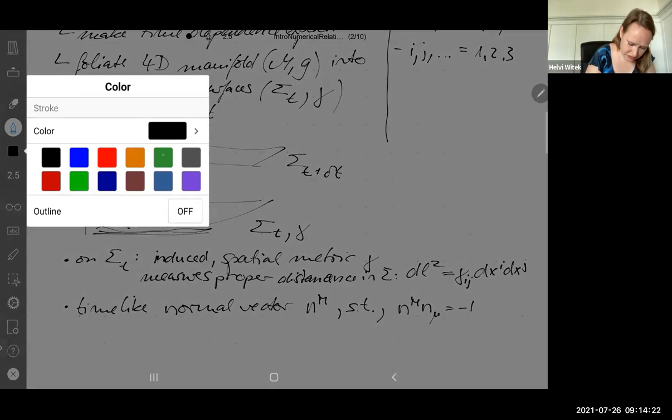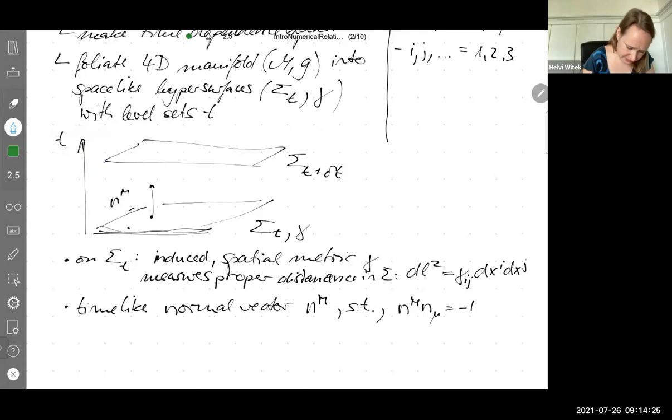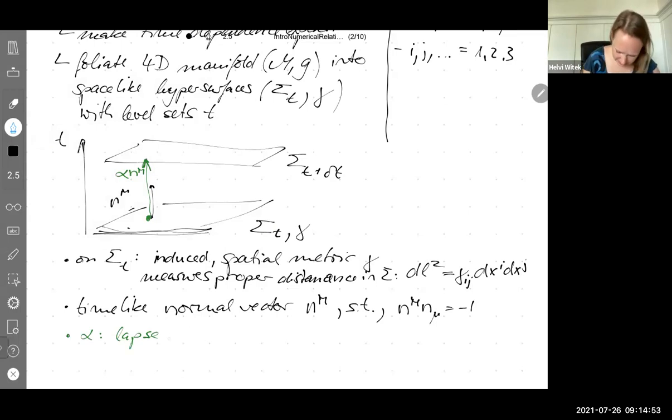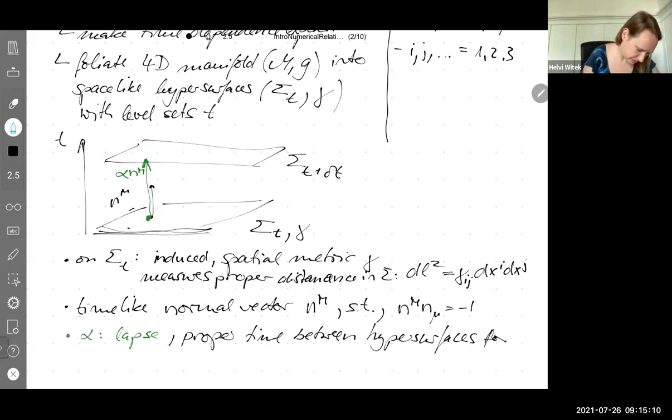So first of all, we can introduce what we call the lapse function, which essentially tells us how much time elapses from one slice to the next if we follow along the normal observer. So this here is this alpha n. So alpha is called the lapse function. And that indicates the proper time between our hypersurfaces for an observer moving along the normal.